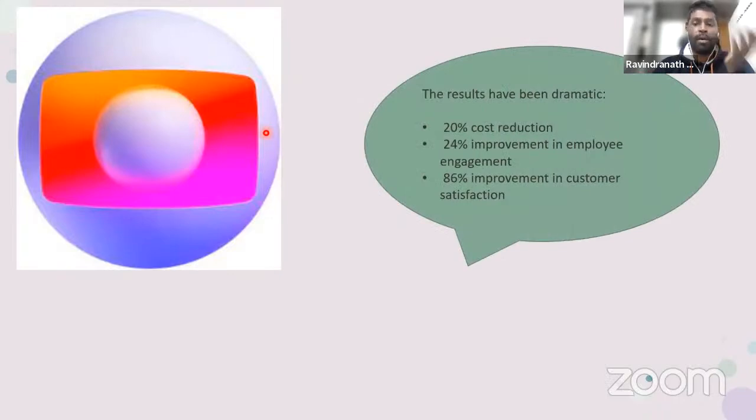Seeing that, the whole company started to expand their implementation of SAFe across the company. Now the entire TV Globo is running under SAFe. The results were very dramatic: 20% cost reduction, and 80% improvement in customer satisfaction. For a TV company, what else do they want? They're working for customers. If there is 80% improvement, then you're a big success.